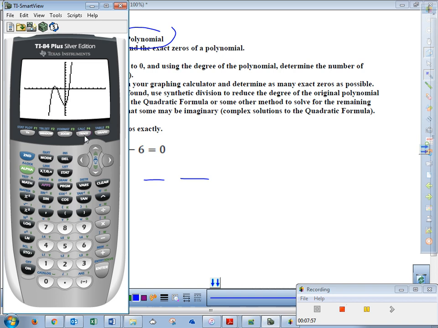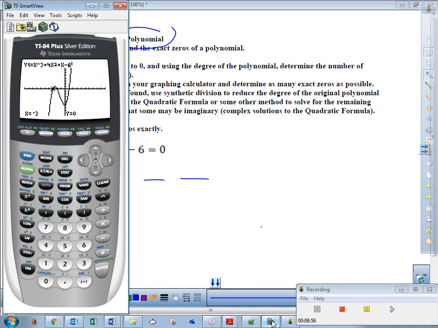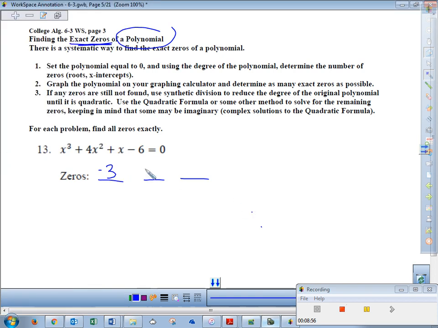Hit trace -3. If you hit trace -3, if y comes out to be 0, then that's a zero. Did you get a 0 right there? Boom, there's a rational answer. Let's try another one. That one looks like it could be possibly -2, right? So trace -2. We did get y equals 0.